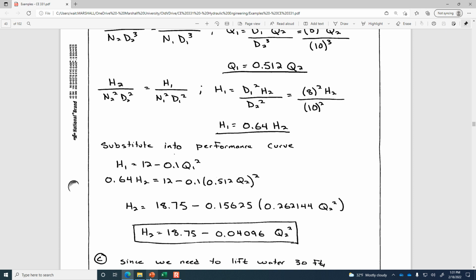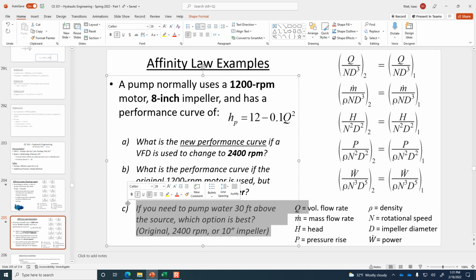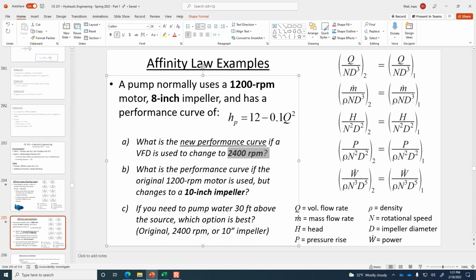Now the last question this is asking is kind of a concept comprehension check. It's saying if you needed to lift water 30 feet above the source, then what would be best? The original pump, the pump that's being spun at 2400 RPM, or using the same motor but a larger impeller diameter pump. So let's look at it: 30-foot lifting means that the pump head required is at least 30 feet. Remember that the pump head that you're going to add should be the vertical elevation difference, the delta Z, plus also the friction losses.